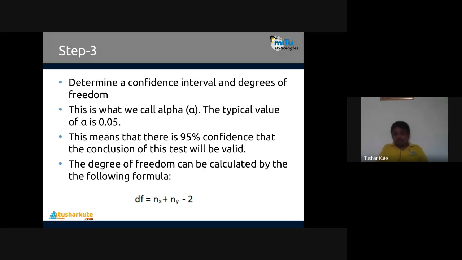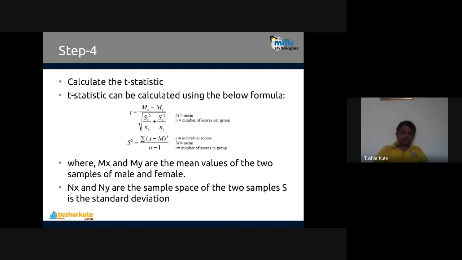And then the degree of freedom, the second part, can be calculated by this formula. What is that? Total number of elements in the first population plus total number of elements in the second population minus 2. That's what is applied here. This is the formula to calculate degree of freedom, DF in short. So confidence interval and degree of freedom, that is step number 3, which is done.